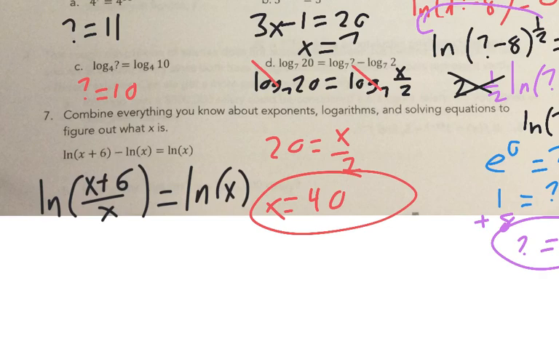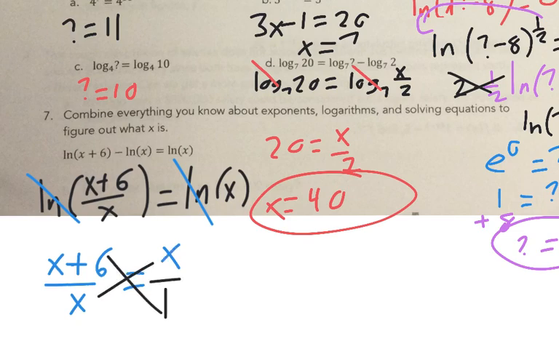Now I have a single log on both sides. So now what can I do? Drop the logs. And I'm left with the argument equals the argument. Now what would you do? I'd put it over 1. And I would cross multiply. That's who I am. I'm a creature of habit. X times x is x squared. X plus 6 times 1 is x plus 6. Now what would you do?